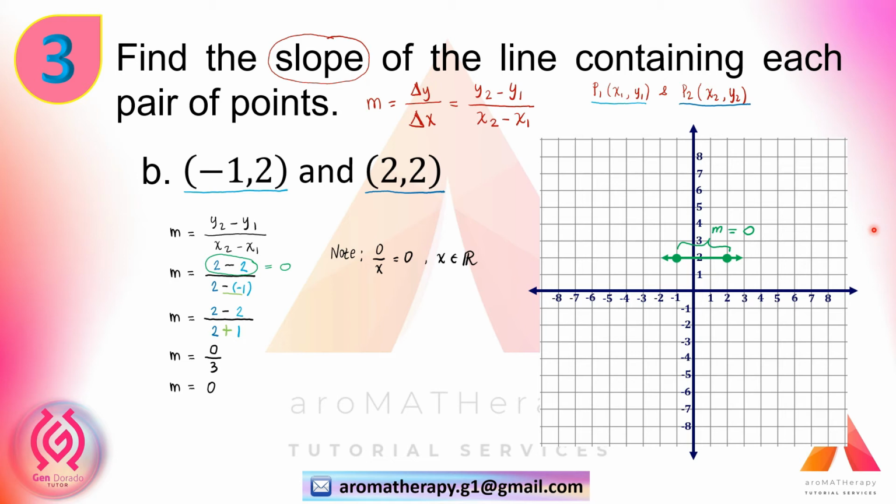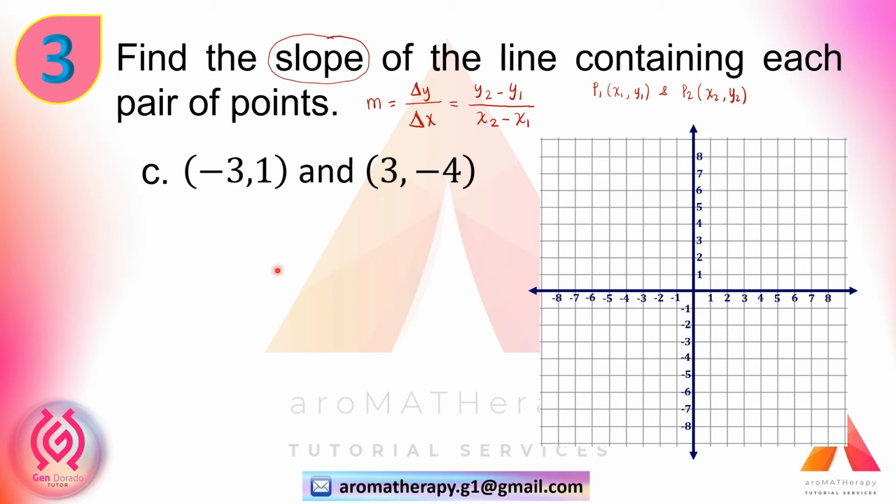Take a look at this graph. A horizontal line has a slope 0. So, kapag horizontal yung line niya sa pag-graph natin, automatic 0 slope na yan, kahit hindi mo i-solve. So, this is your 0 slope. Basta horizontal line, 0 slope. Gets?